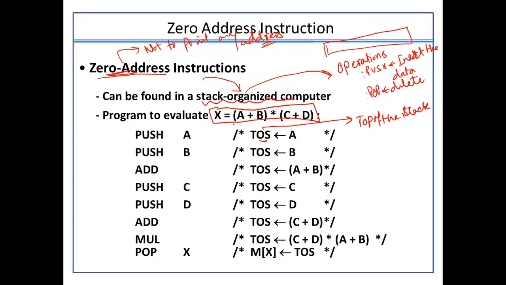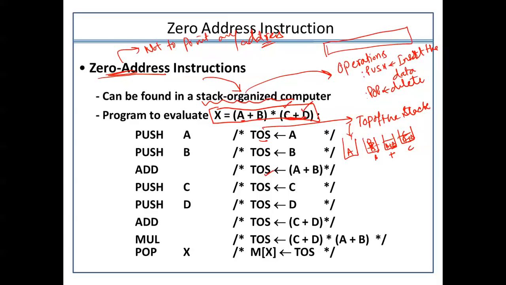The first thing is that I need to push the value A onto the top of the stack. Then I will push the value B onto the top of the stack. Over A, B will be pushed, right? Then I have to perform the addition of A plus B. So now A plus B is done. Over A plus B, I need to push the value of C, and then I will push the value D.